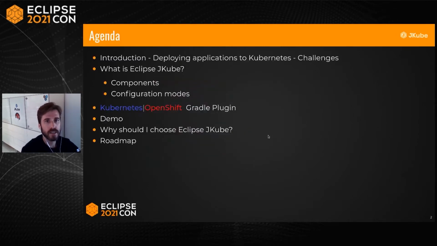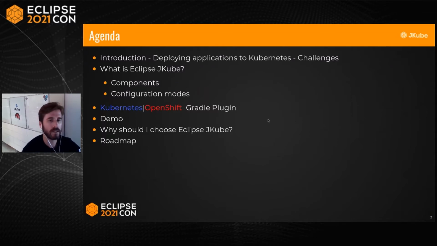On today's agenda, I will start with an introduction. I know there's lots of people in EclipseCon with very different backgrounds, so what I want is to make sure that we're all on the same page. I will start by describing the way that people are building container images and deploying their applications today, and what are some of the challenges that they might be facing. And I will also show you how JKube can help you overcome these challenges.